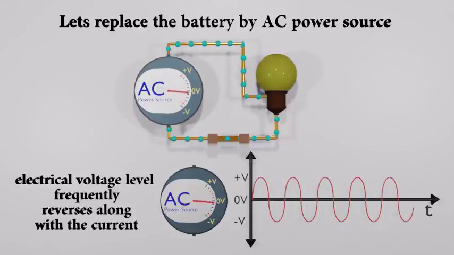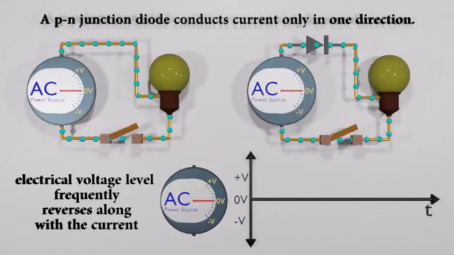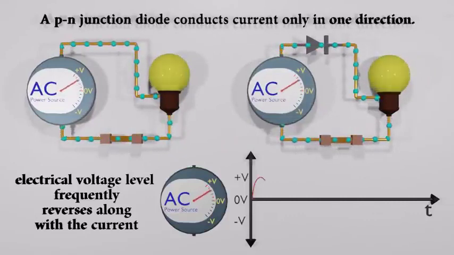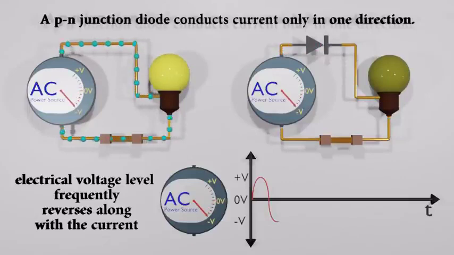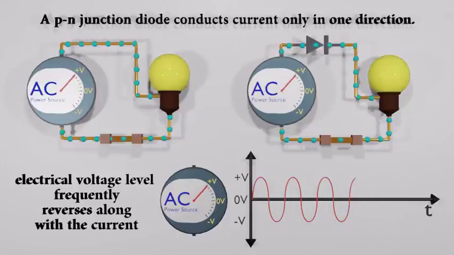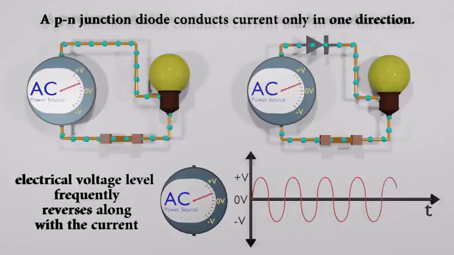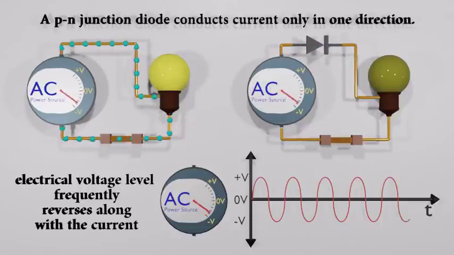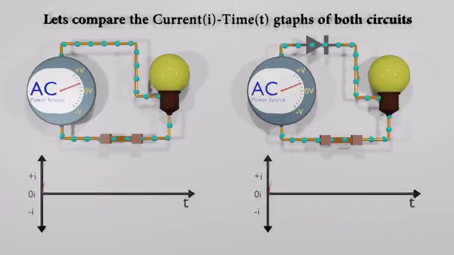Let's see what happens after adding a diode into the circuit. As you can see, diodes only allow current to pass through when they are forward biased. When the AC voltage is positive on the anode side, the diode allows the current to pass through to the output. But when the AC reverses direction and becomes negative on the anode side, the diode blocks the current so that no voltage appears at the output. So in the circuit, current is only flowing in one direction.